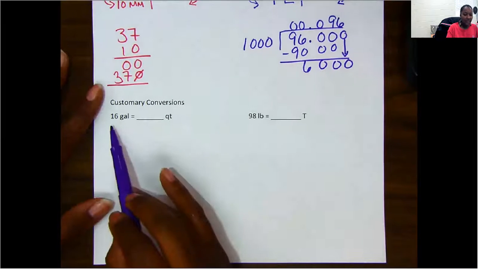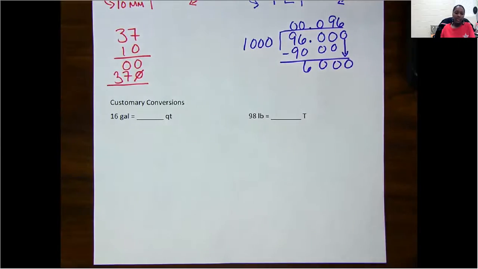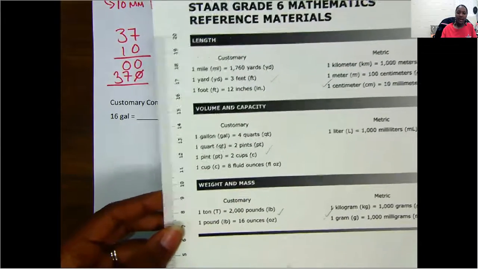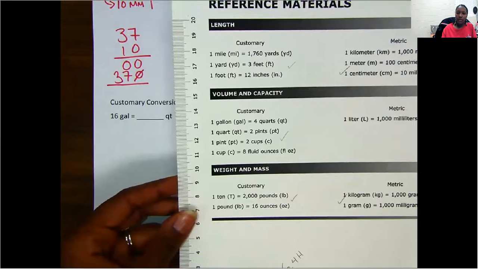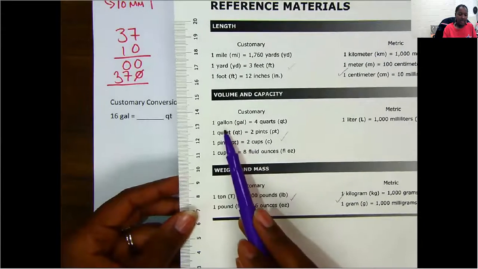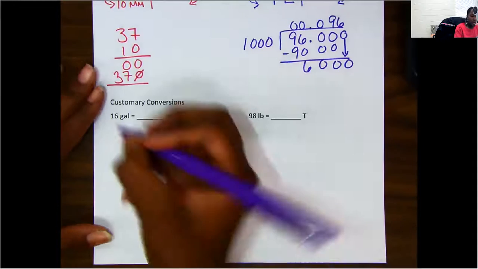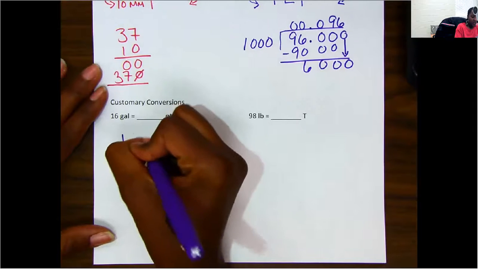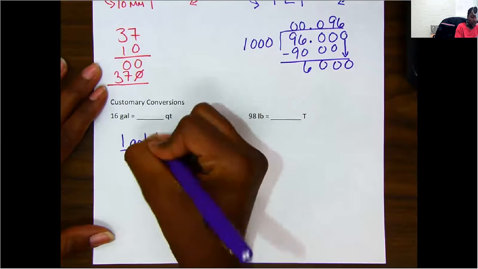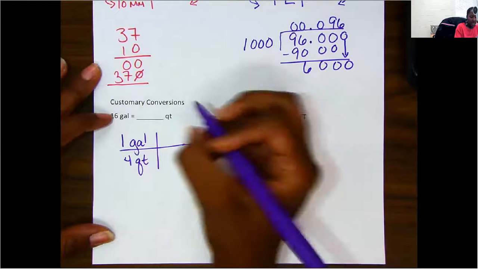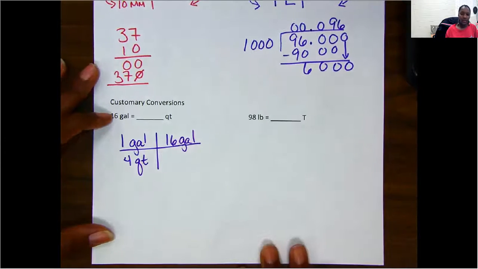All right, let's go on down to our customary conversions. This one says I have 16 gallons and I want to know how many quarts that is. So now we'll be looking at the left side of our STAR chart. I'm looking for gallons to quarts. Right here, 1 gallon equals 4 quarts. So let's set that up. 1 gallon is equal to 4 quarts. It says that I have 16 of those gallons.